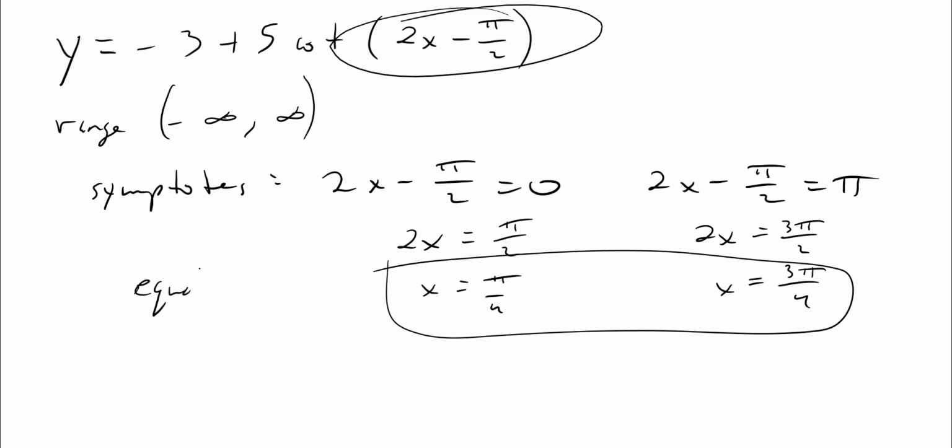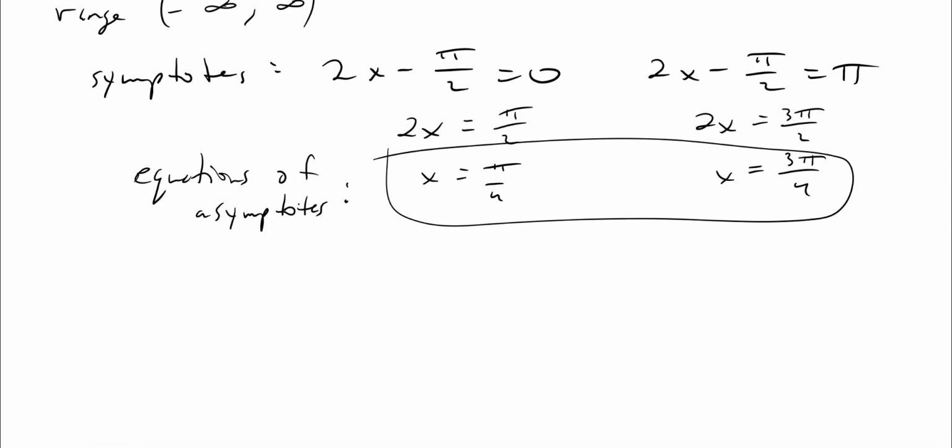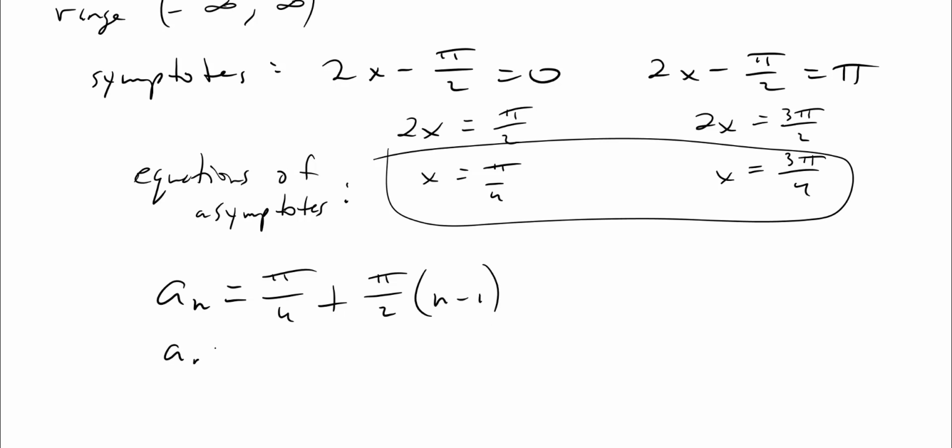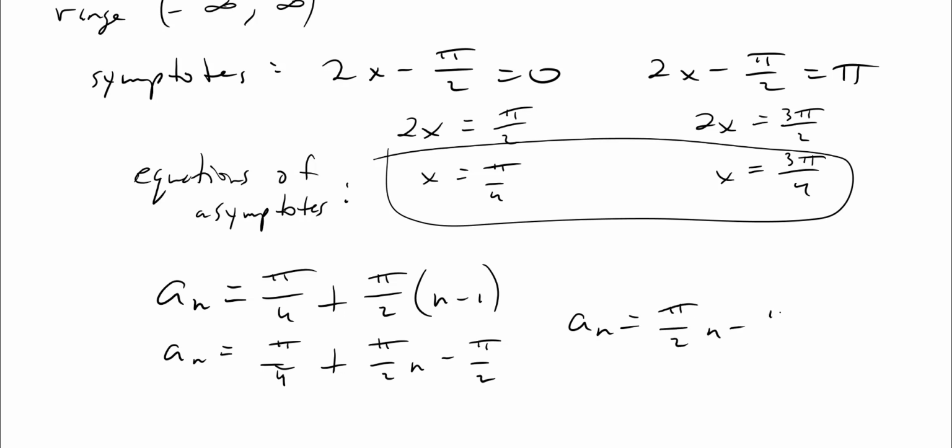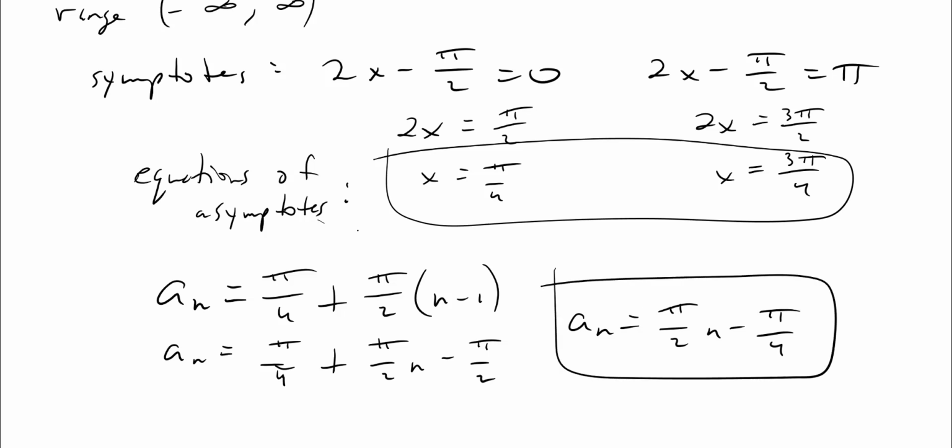Equations of asymptotes. If I want to get my general equation, those are my two points. A sub n equals a sub 1 plus d. What's the difference between these? 2 pi over 4, or pi over 2. A sub n equals a sub 1 plus d, pi over 2 times n minus 1. Put it together: a sub n equals pi over 4 plus pi over 2 n minus pi over 2. So a sub n is equal to pi over 2 n, and pi over 4 minus pi over 2 is minus pi over 4. There we go. That's the general equation for an asymptote. So here I like to write general equation for asymptotes.